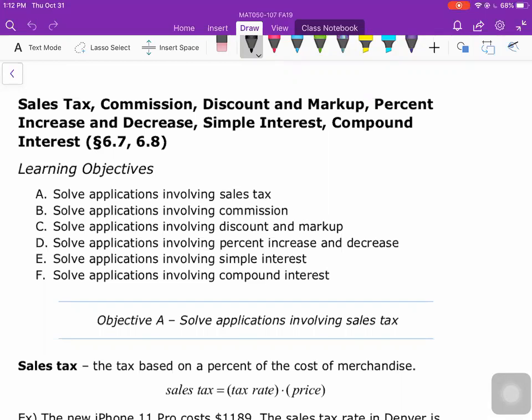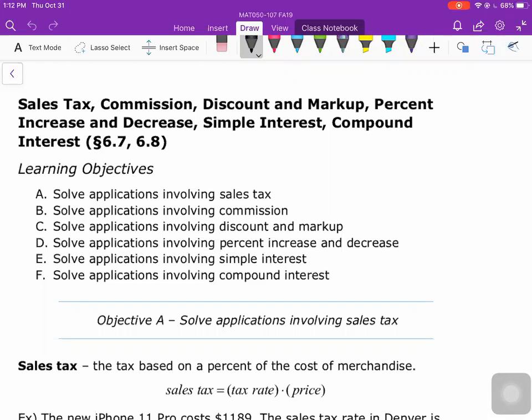The first thing we're going to look at are solving applications involving sales tax. Everything that we do today should feel very much like stuff we've experienced in our real lives. We've all purchased things with sales tax. Whether or not we've been in a job where we've earned commission, we probably understand the concept of commission, but all of this stuff is something that should be pretty relevant to our everyday lives.